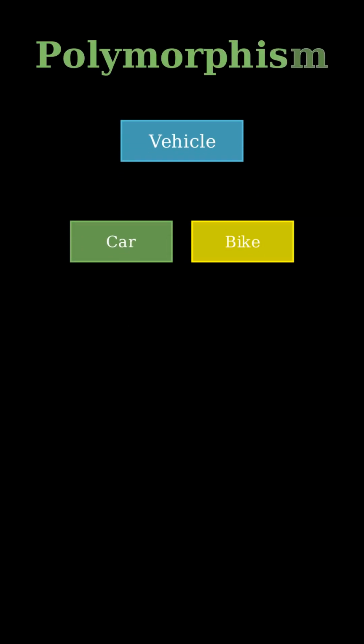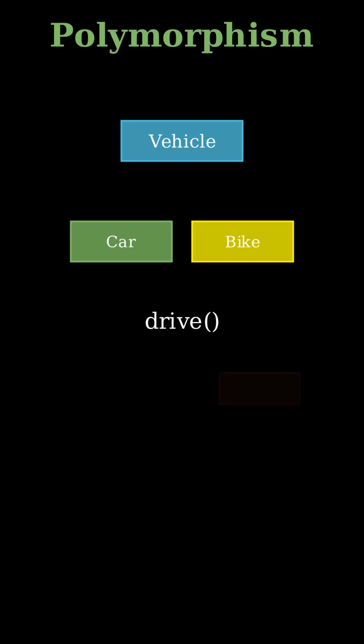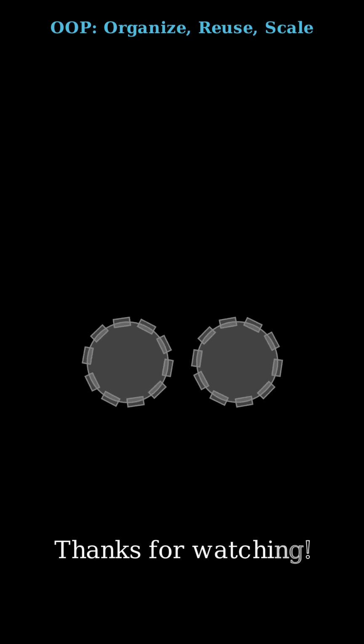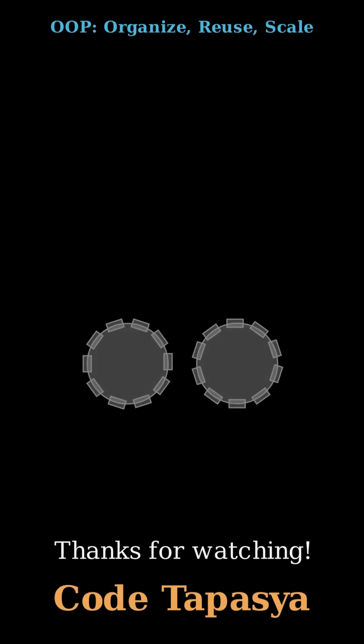Polymorphism, meaning many forms, lets objects of different classes be treated as objects of a common type, responding uniquely to the same message. OOP makes code more organized, reusable, and scalable. Mastering these principles helps build robust and maintainable software systems.